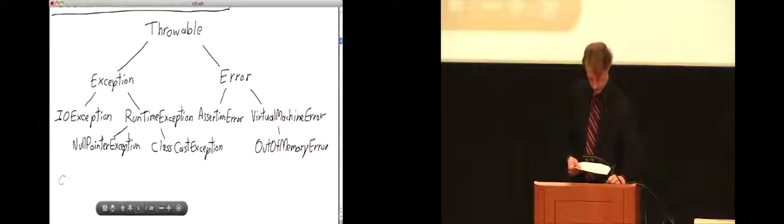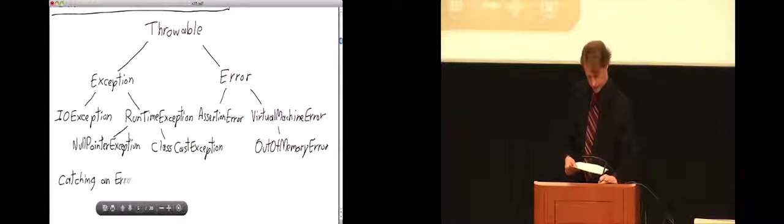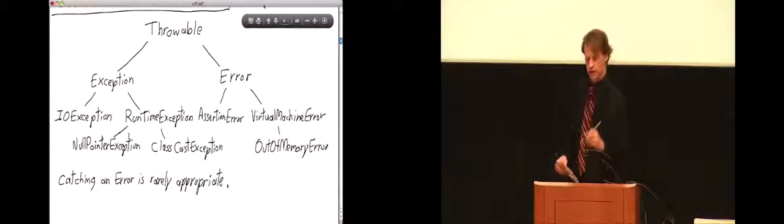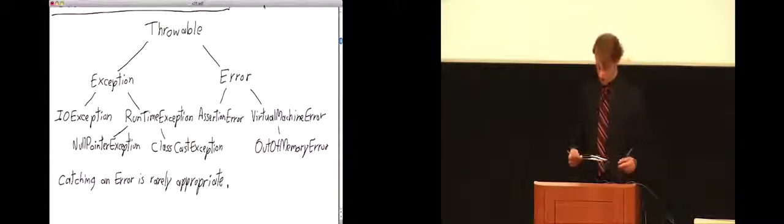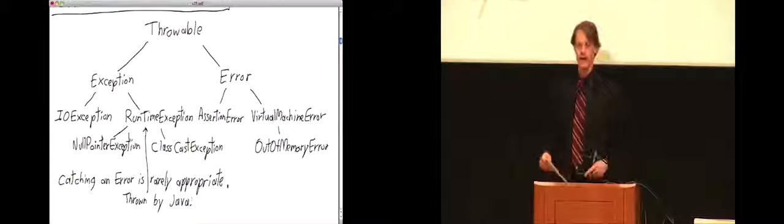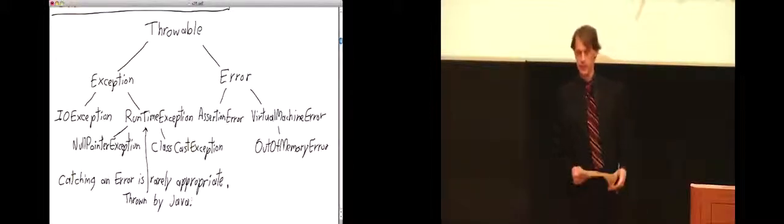So again, just a few reminders of things I've just said. Catching an error is rarely appropriate. Generally, you want to catch exceptions sometimes, but never errors. And the runtime exception is this special class of things thrown by Java, and usually not by you, not by a library, but thrown by Java while it's actually running and trying to do things for you because you have an array index that's out of bounds or something like that.